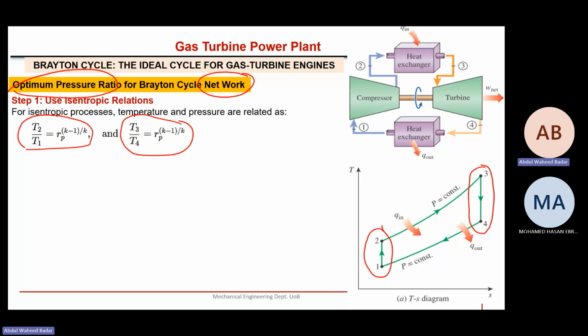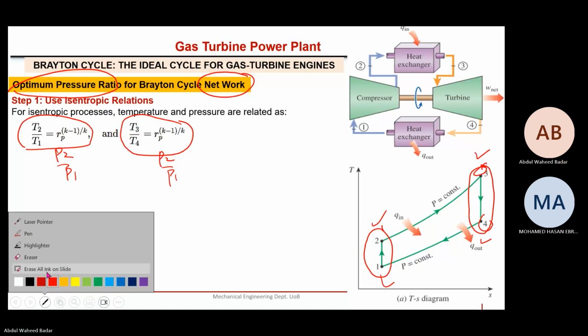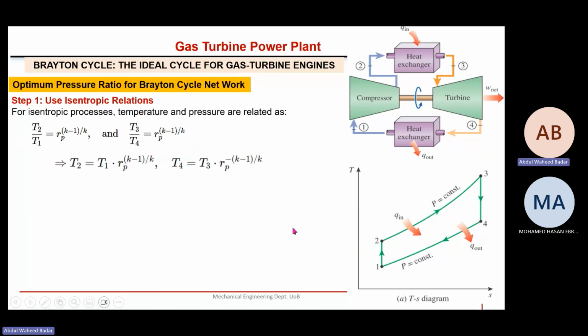Derivation will be in the exam. So let's focus here. T2 by T1 is equal to P2 by P1 to the power (k minus 1) by k. Similarly, T3 by T4 is the same P2 by P1, because P2 is equal to P3 and P1 is equal to P4. This is step 1. Now I can write this equation with T2 separate and T4 separate.